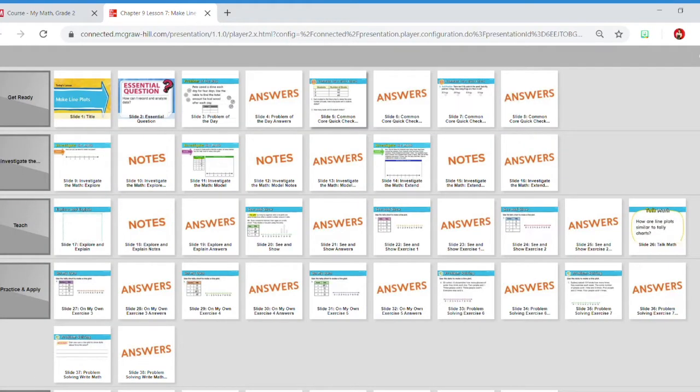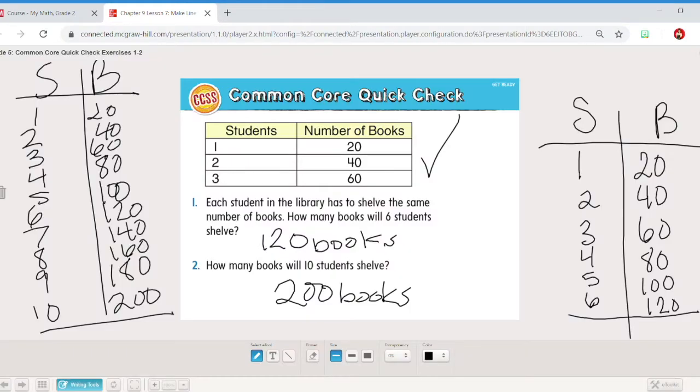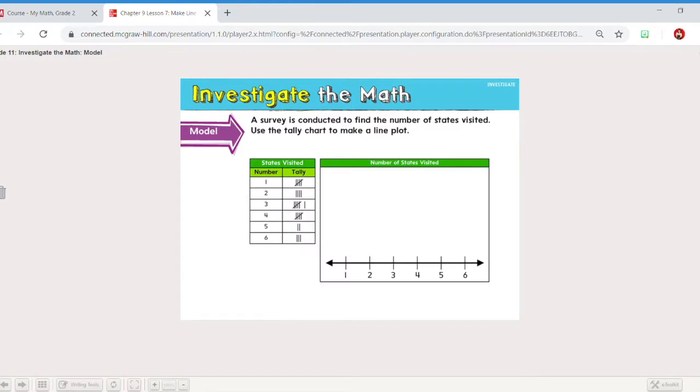Now that we've warmed up our brain, we're ready to dive into today's lesson. Miss McMahon, what is a line plot? Well, a line plot is a graph that uses a line with the amount on it, the number, to keep track of the value, instead of having another axis like we've had before in bar graphs or picture graphs where there's another line going up. You keep track of each tally by using an X.